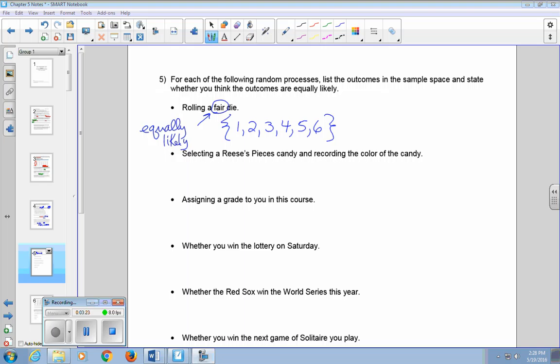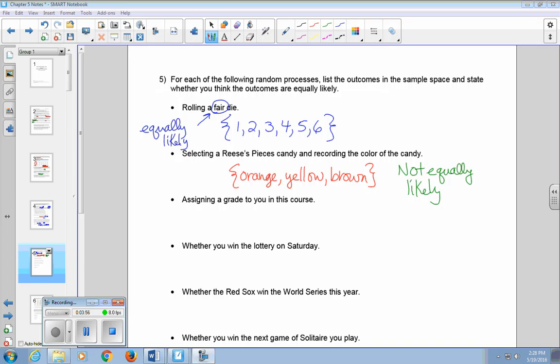Selecting a Reese's Pieces candy and recording the color of the candy, our sample space is going to be the 3 colors, orange, yellow, and brown. If you've opened one of these bags recently, you'll know that these are actually not equally likely. One of these colors has a higher proportion than the other. So these are not equally likely. Orange is more likely than the other 2. And there's a higher percentage of orange candies in the bag than the other 2 colors.